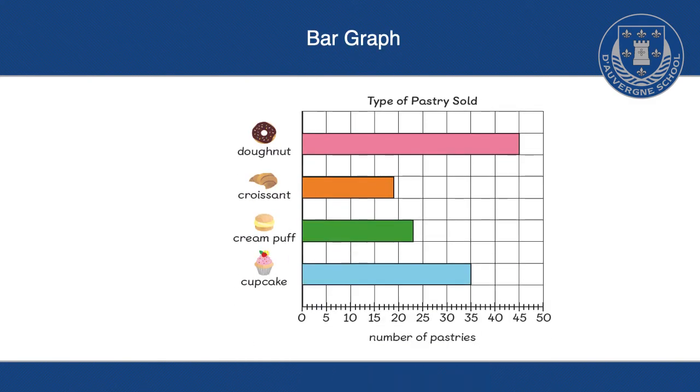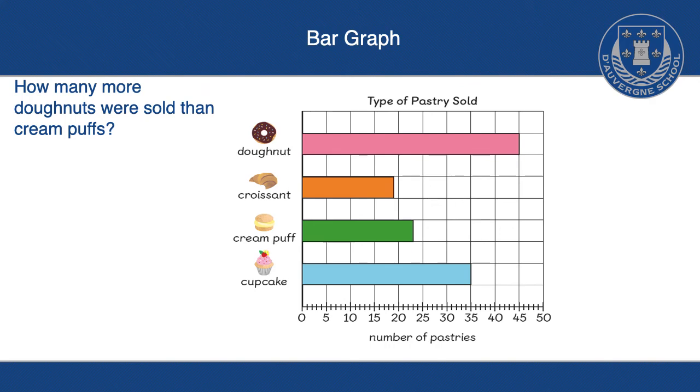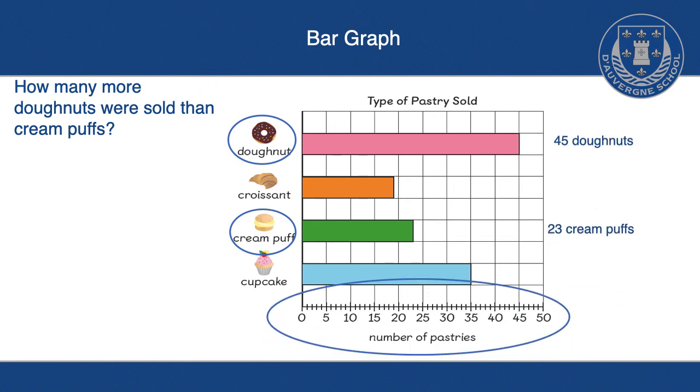now if we have a little look at another question we could ask, how many more donuts were sold than cream puffs? So with this question, I don't need the whole data set. I just need to look at the donuts and the cream puffs. And I know from working it out and using the scale, there were 45 donuts and 23 cream puffs. And like I said, we use that scale at the bottom to find that information out.